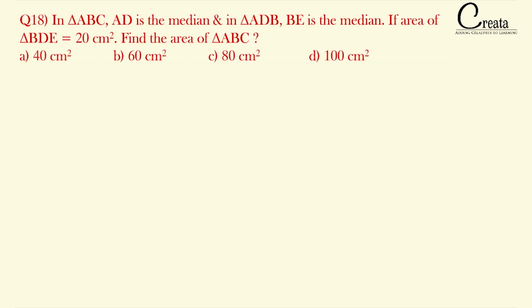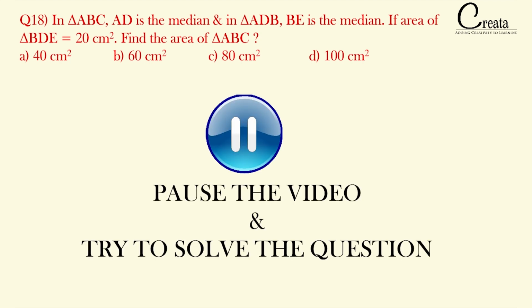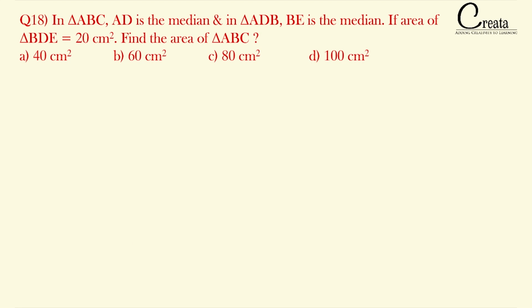The question is, in triangle ABC, AD is the median and in triangle ADB, BE is the median. If the area of triangle BDE is 20 cm square, find the area of the triangle ABC. Four choices are given. We will go step by step. Our first step, we will observe and visualize the question.